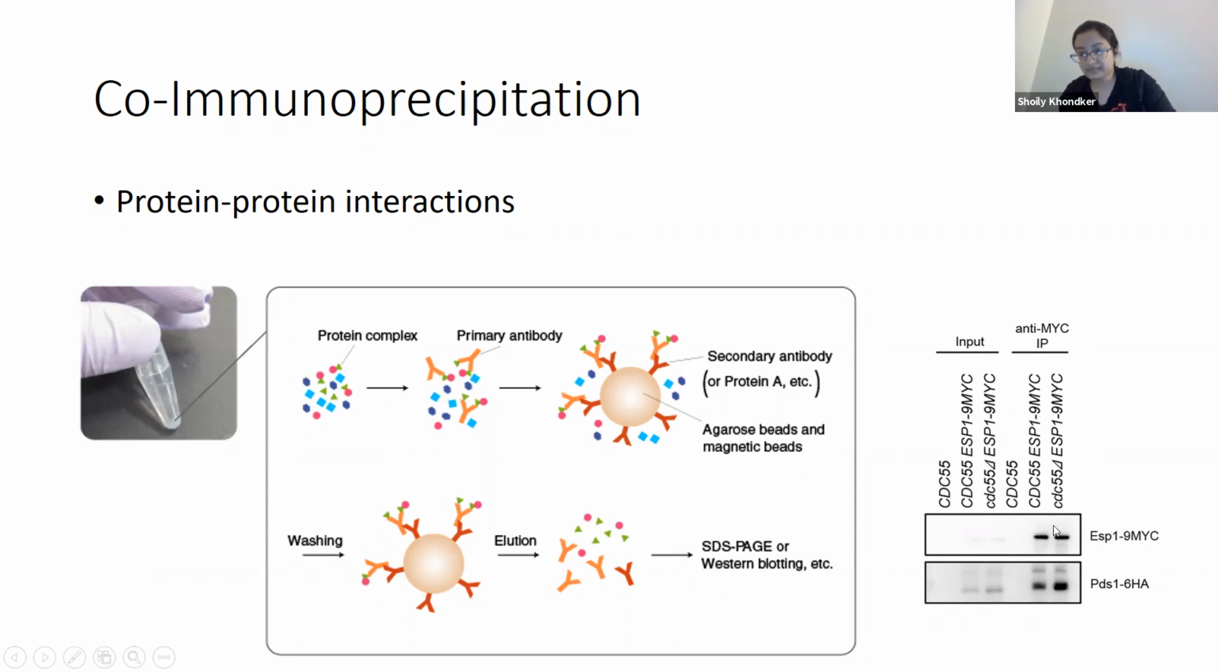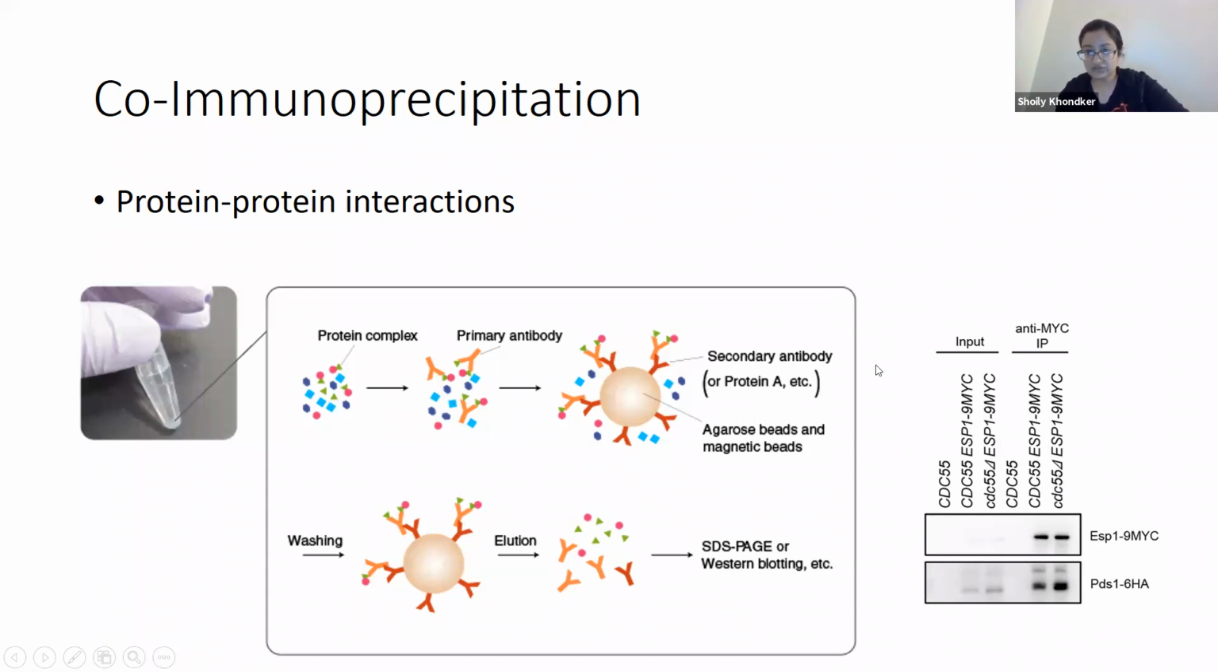The actual question that I was trying to answer with this experiment was whether the affinity between these two proteins has changed when this CDC55 gene was mutated. So you can see here that the amount of PDS1 that came down with ESP1 in this pull down increases when this was mutated. So that was my big takeaway from this experiment.